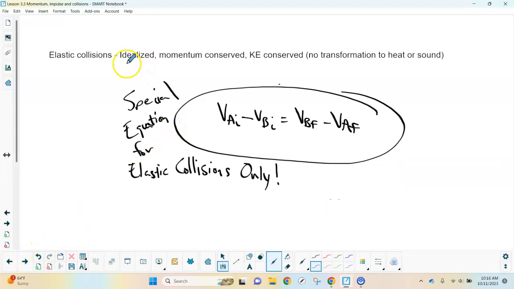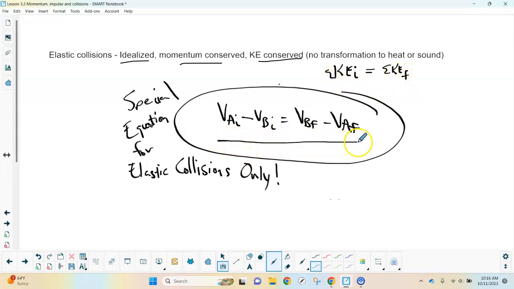Elastic collisions, again, like I said, are idealized. Momentum is always conserved. Kinetic energy is conserved as well. So if you get the total initial kinetic energy of all the pieces, you add up all the kinetic energies in the beginning, and it's equal to the total kinetic energy at the end, then there is no transfer into heat or sound, and that makes it elastic.